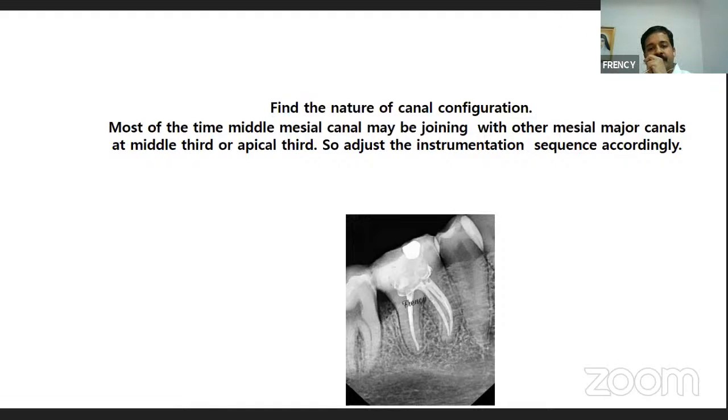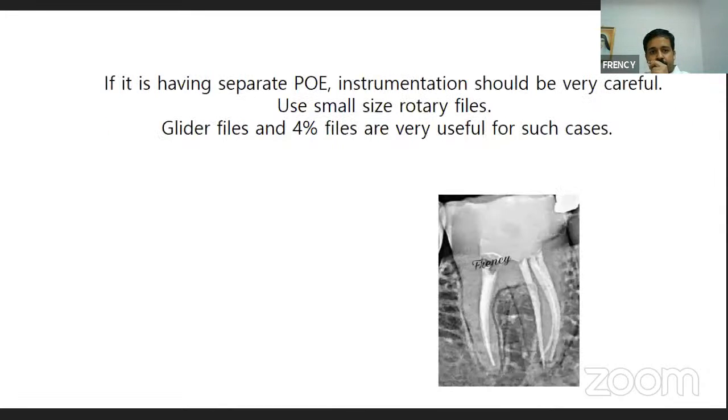So before instrumenting these additional canals, once you have located this canal, you can instrument the main canal and find the canal configuration, whether these types of canals are joining with the main canals. If it is joining with the main canals, there is no need to put the rotary instrument into the apical third, because it may cause unnecessary stresses on the instrument and cause instrument separation. So adjust the instrumentation sequence accordingly. How to find the nature of canal configuration we will discuss in the following slide.